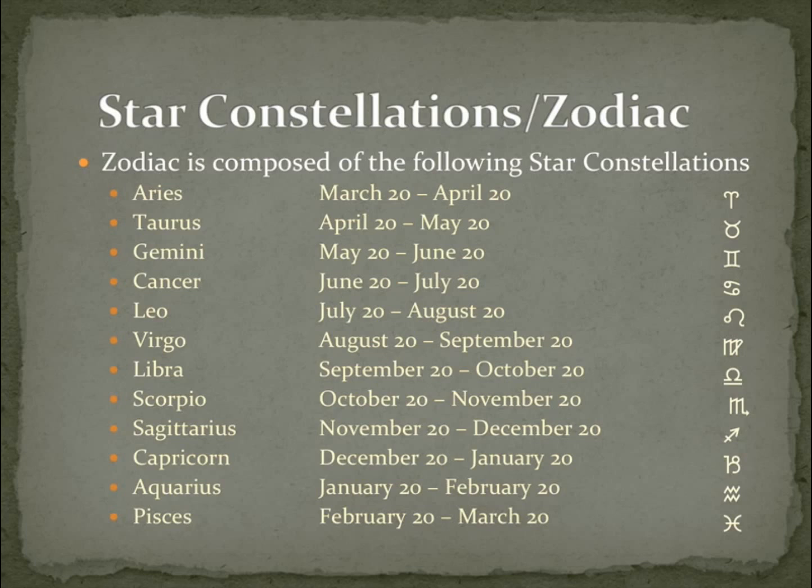Aries is from March 20th through April 20th. Taurus is from April 20th through May 20th. Gemini is May 20th through June 20th.